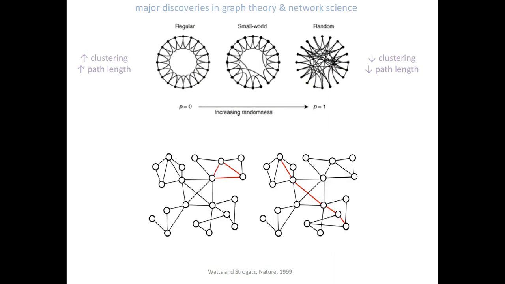So as I mentioned earlier, path length is just the number of edges on the shortest path between two nodes, as you heard about yesterday. And clustering is the number of closed triangles attached to a node, or the proportion of closed triangles attached to a node. So I'm just going to talk a little bit more about how we define clustering, and then how that relates to how we can quantify small worldness.